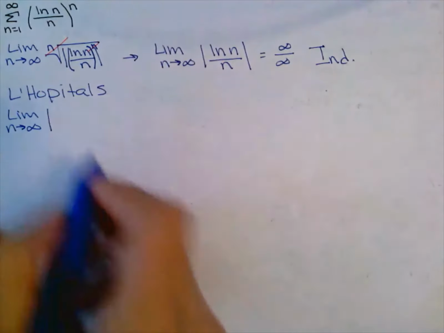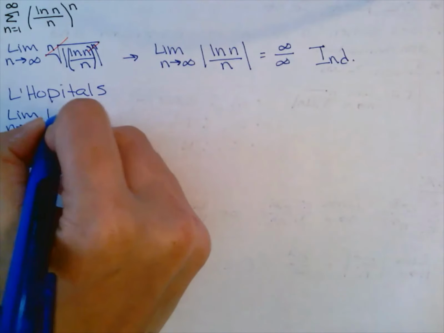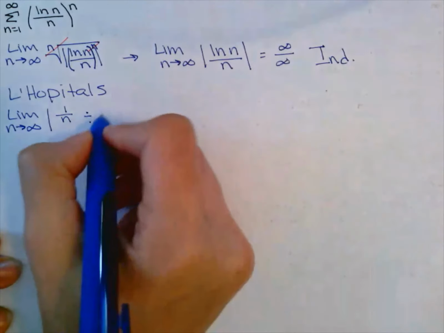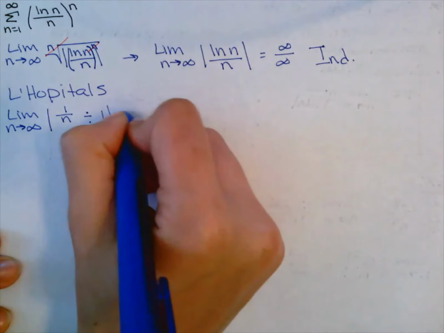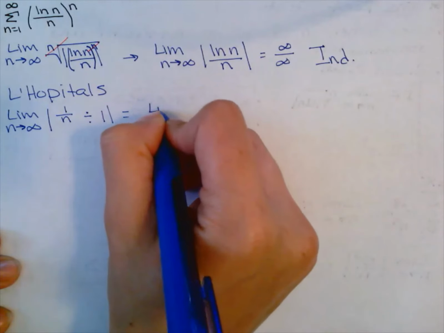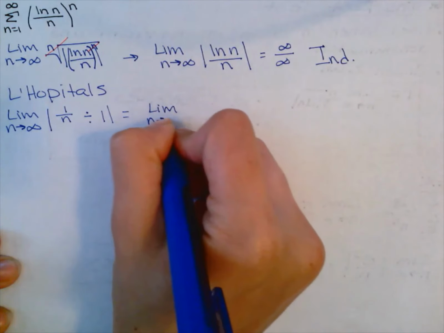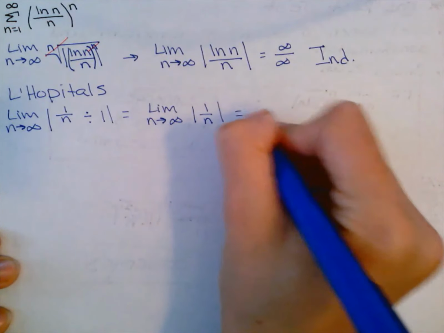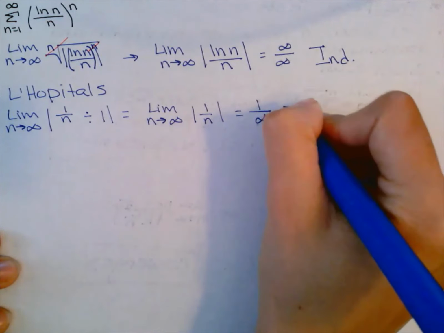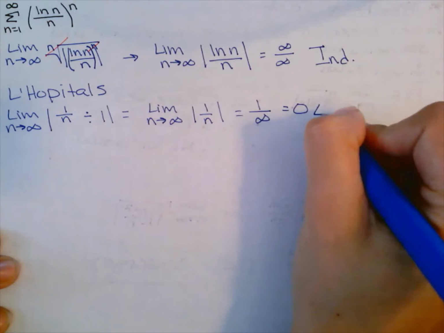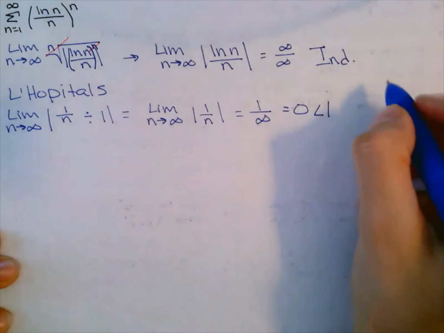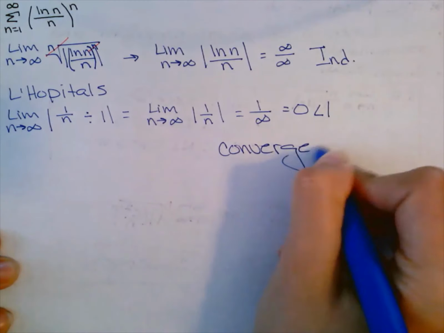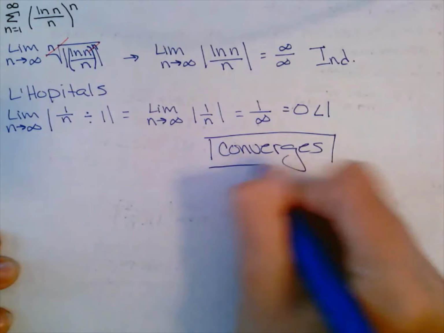Okay, the derivative of ln of n is 1 over n, and then divided by the derivative of n, which is just 1. Okay, anything divided by 1 is itself. I know when I plug this in, I'm going to get 1 over infinity, which is bottom heavy, so it equals 0. And because that is less than 1, we know that this converges. All right, guys.